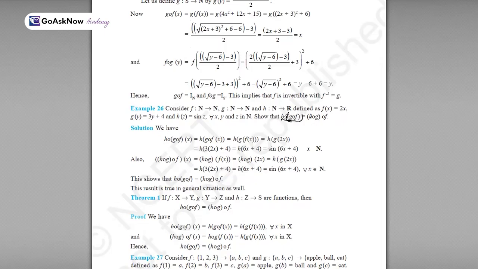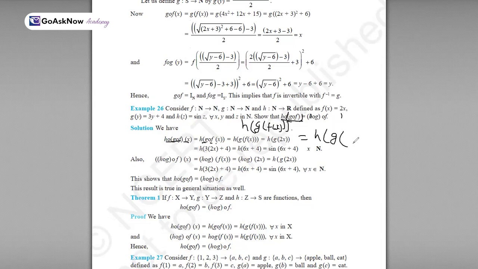First, we will solve the left-hand side of this. So (ho(gof))(x) is equal to what? It is h of (gof)(x), and it will come like h(g(f(x))), because I have told you gof(x) is equal to g(f(x)). So I will put it in: h(g(f(x))), and the value of g(f(x)) is what?